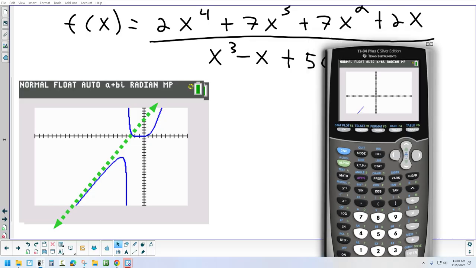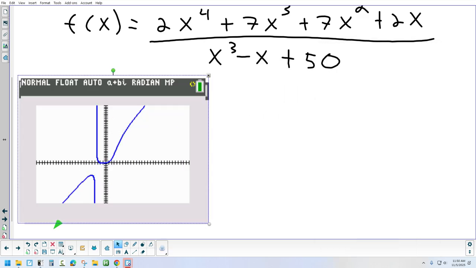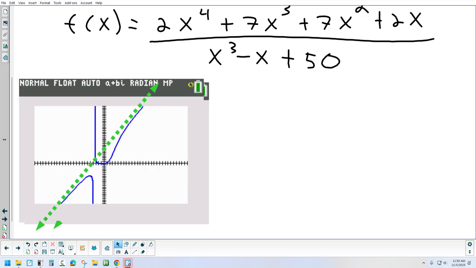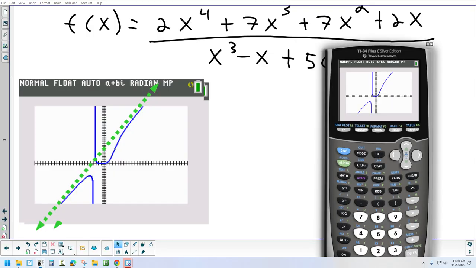Let's see what that looks like. Okay, good. So now let's see if we can put a line in that looks like it's getting closer and closer to. How does that look? Does that look like we can see the slant now? Yeah. So this is a good window for seeing the whole graph, right? That's a good window.